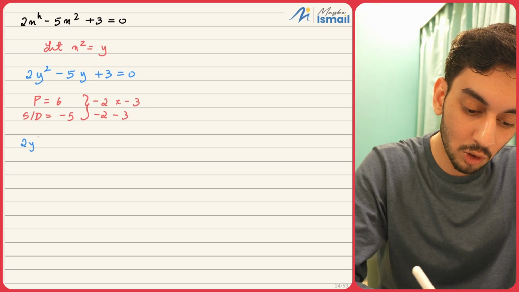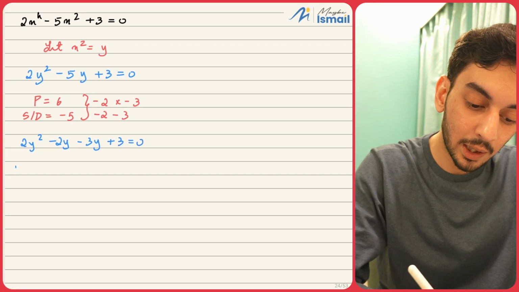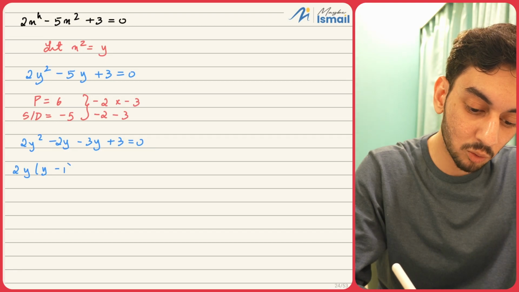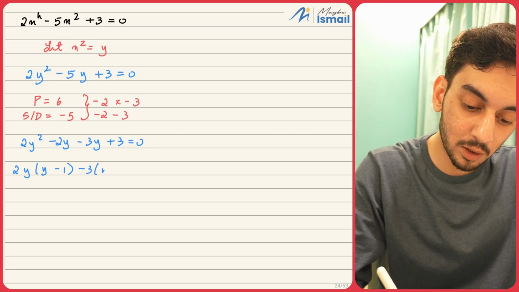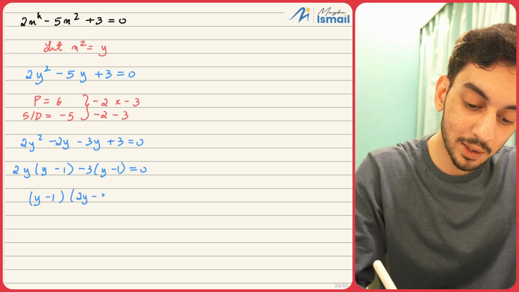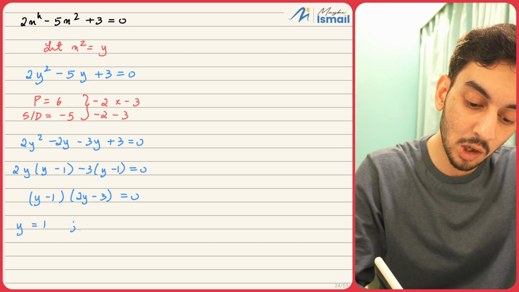So it would be 2y square minus 2y minus 3y plus 3 is equal to 0. I can factor out a 2 and a y from here, so it becomes y minus 1. I can factor out a 3 from here, and it becomes y minus 1 is equal to 0. So this would be y minus 1 times 2y minus 3 is equal to 0, which means y would be equal to 1 or y would be equal to 3 over 2.